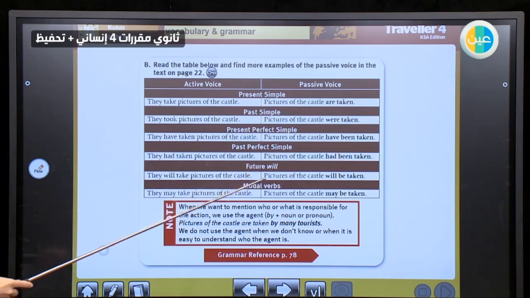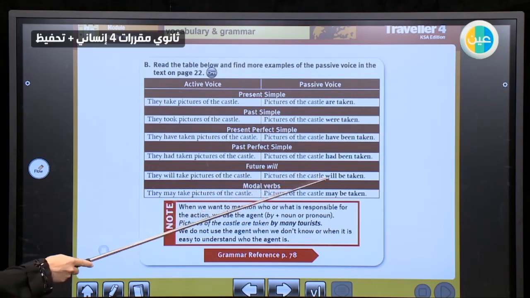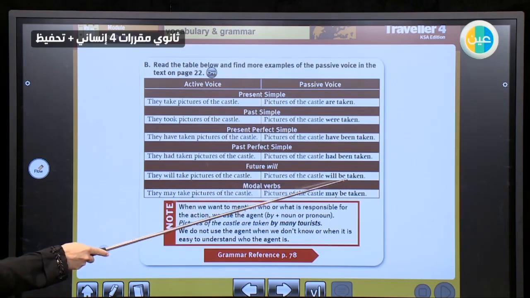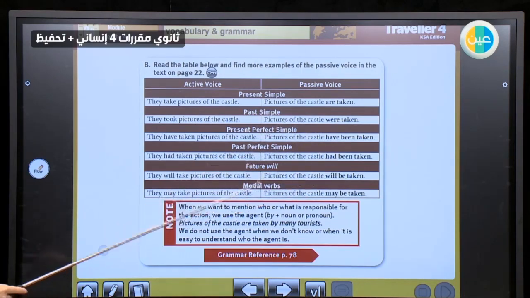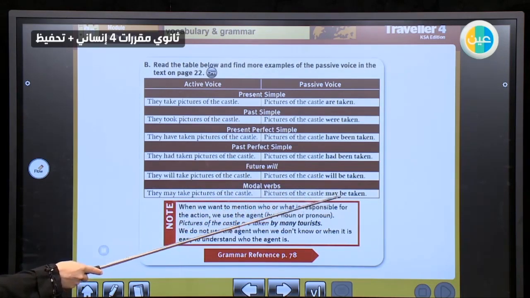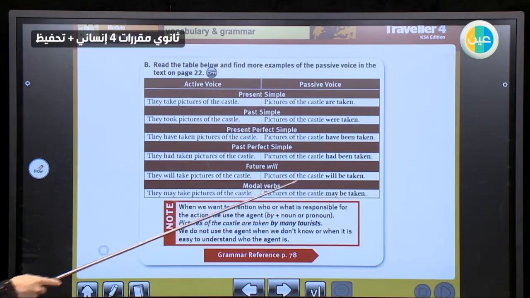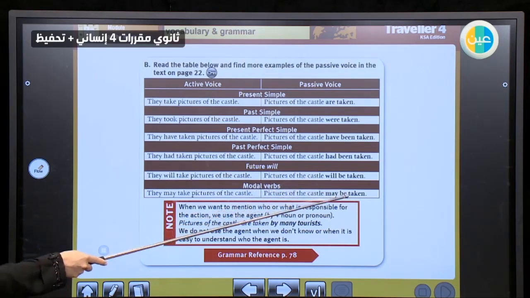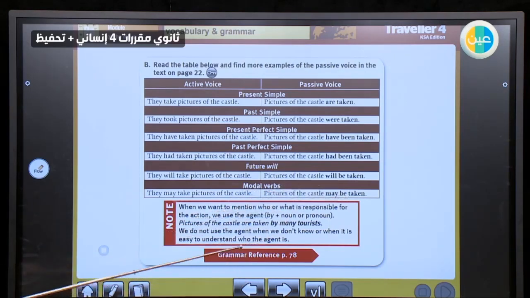Future will, pictures of the castle will be taken. Will plus be plus the past participle of the verb. What about the modal verbs here? Pictures of the castle may be taken. So with the modal verbs, I add the verb to be plus the past participle here. For grammar, you can read more examples on page 78.